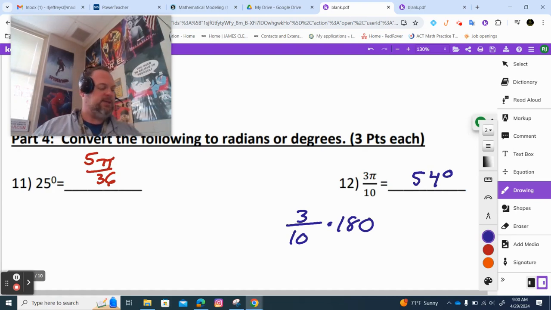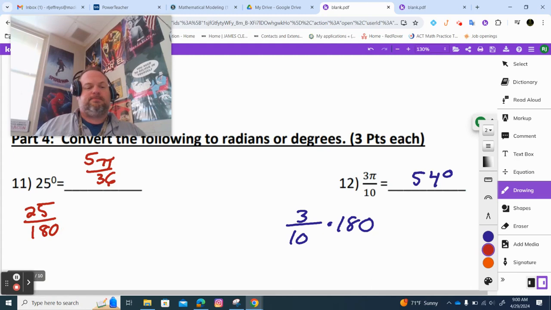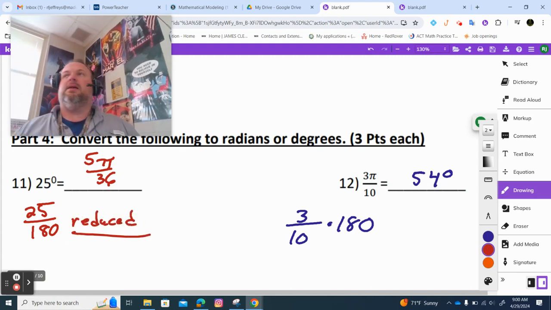It's high quality H2O. All right. And remember, this one I just did 25 over 180 and reduced. All right. Are we good with 11 and 12 now? Yeah. Nobody's about to throw stuff at me? Not yet? Not yet. We're saving that. Okay. All right.